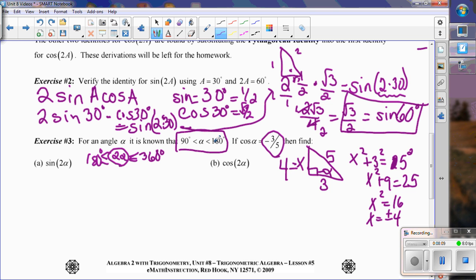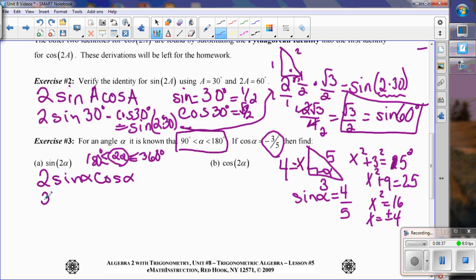And since alpha is in quadrant 2, we know that the sine of alpha is going to be opposite over hypotenuse, or 4/5. In quadrant 2, sine is positive, so our answer is positive. So if we're going to use this formula, sine of 2 alpha, that means we're going to do 2 sine alpha cosine alpha to find the actual value.